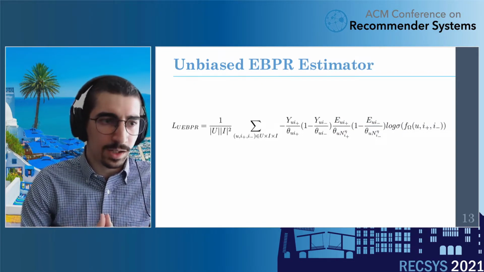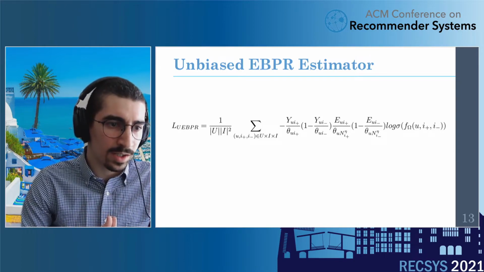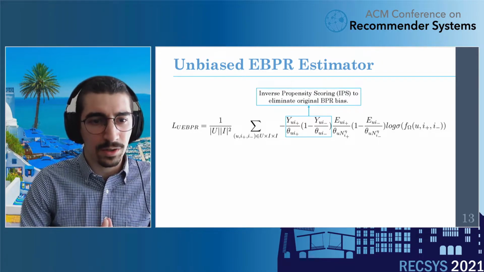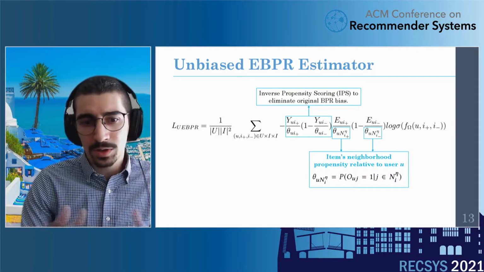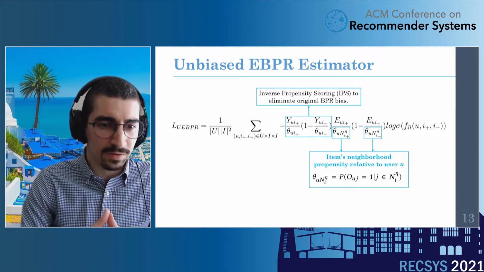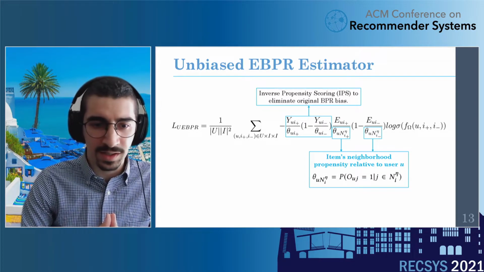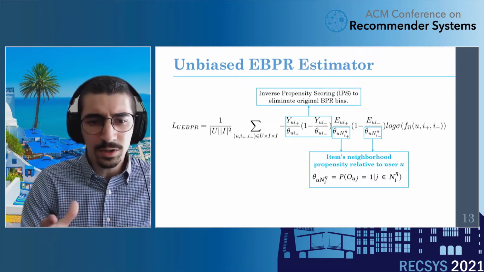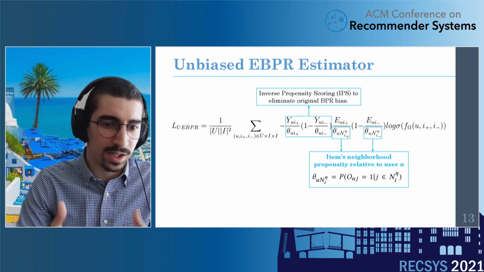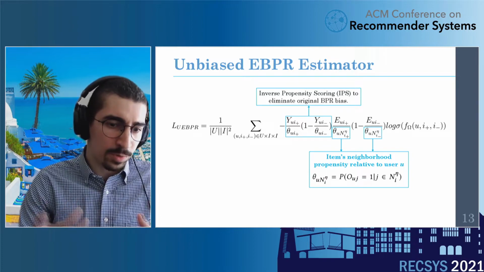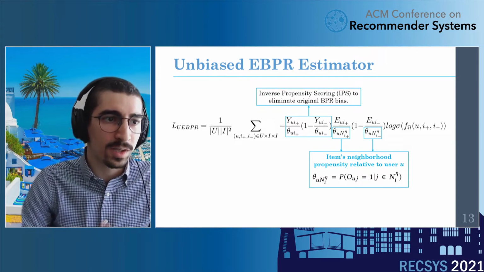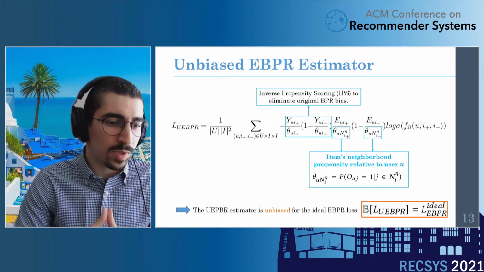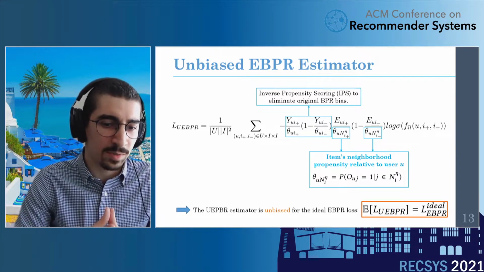Finally, to eliminate this bias, we propose the following unbiased EBPR estimator, or UEBPR estimator, where we first used IPS to eliminate the original BPR bias, and also used a similar approach by dividing the explainability values by what we call neighborhood propensities to eliminate the bias coming from the explainability. And here we define the neighborhood propensity of a user towards an item as the probability or propensity of exposure of the user towards neighborhood items. Finally, we were able to theoretically prove that this UEBPR estimator is unbiased for the ideal EBPR loss.